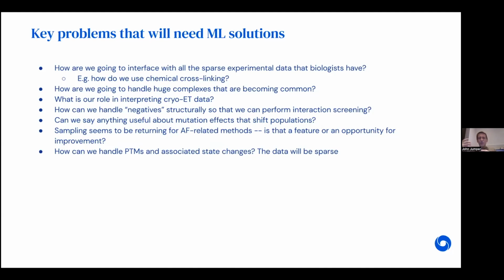A lot of the work on diversity and MSA sampling, like Bjorn's work, is bringing sampling back. We were trying to build one network that gave one answer, and now sampling is coming back. Is that a feature, or are we just adding really cool things, or is this an opportunity to do something different? And then how do we handle post-translational modifications? And again, uncommon chemistry related to ligands and all these other things. And the data on all these will be sparse. Like RNA, it will make the protein PDB look huge.